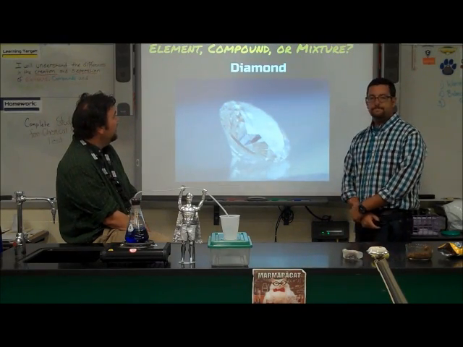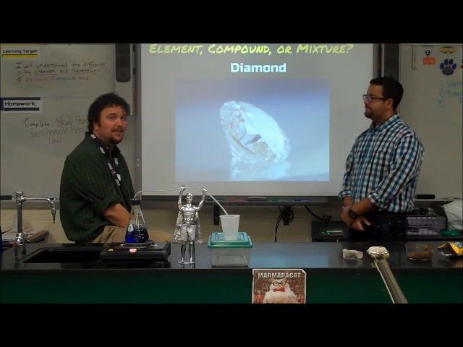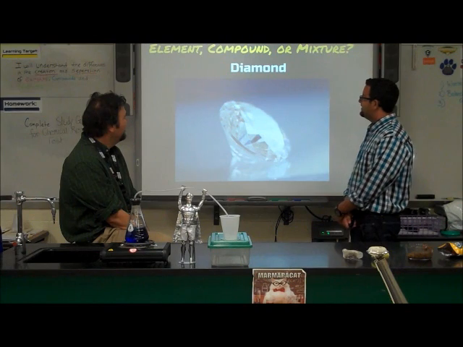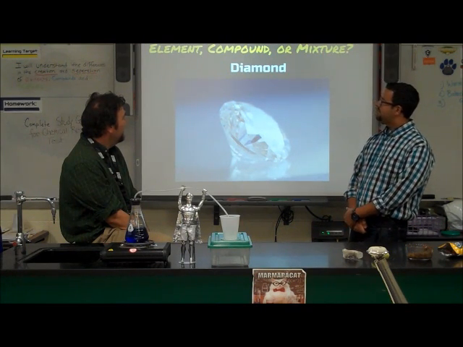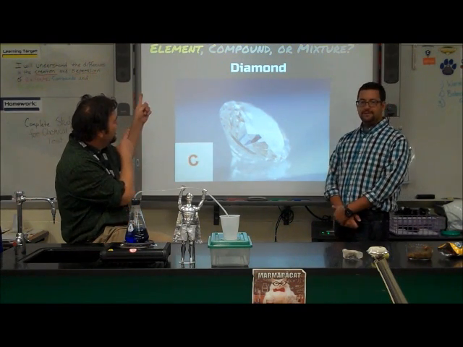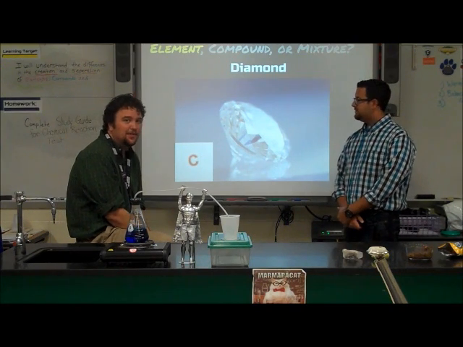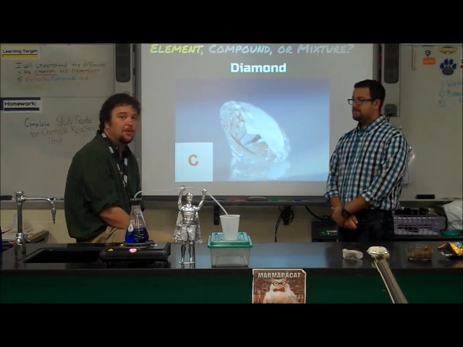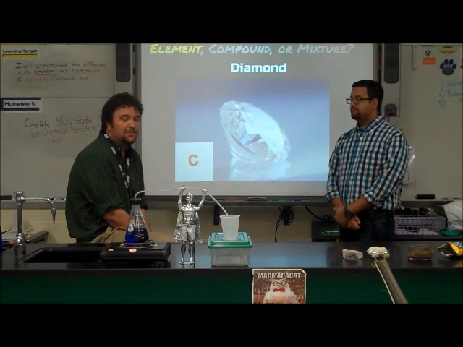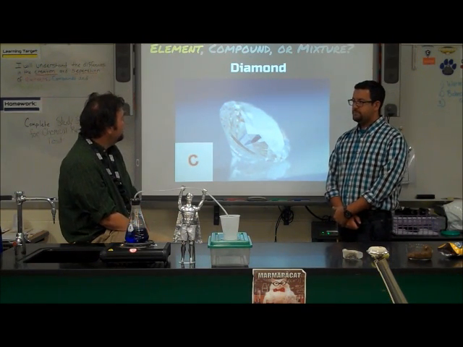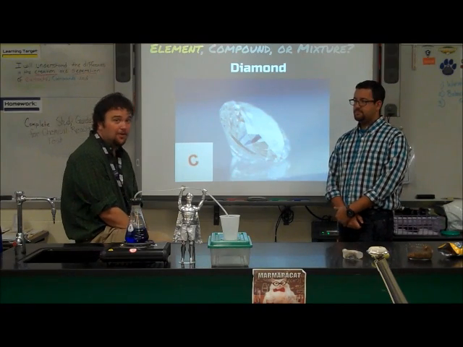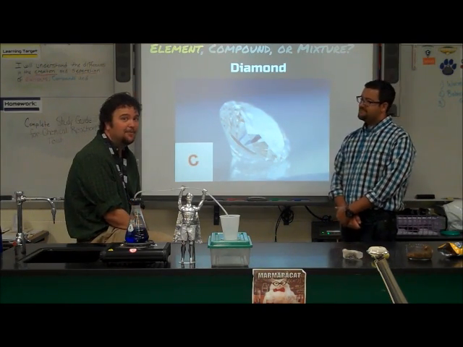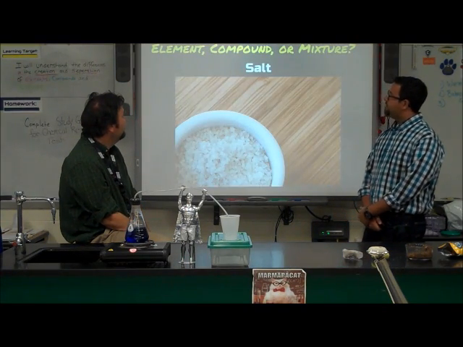Next we have element, compound, or mixture: a diamond. Shine bright like a diamond. Let's see, what could it be? I think it's going to be an element, because a diamond is really just carbon. And carbon, again, is on our periodic table of elements. So it's kind of tricky. You have to know what a diamond is. But a diamond, other than being a girl's best friend, is also carbon, which is an element on the periodic table.